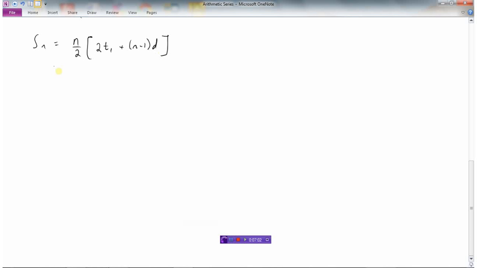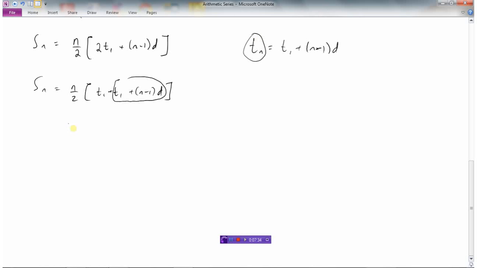Now there's another formula that we can create from this one. And you remember that the general term of an arithmetic sequence was this: T1 plus n minus 1d. So if you look at this in here, there's two T1s here. So that's like T1 plus T1, two of them, plus n minus 1d. And this little part right here, T1 plus n minus 1d, is the same thing as Tn.